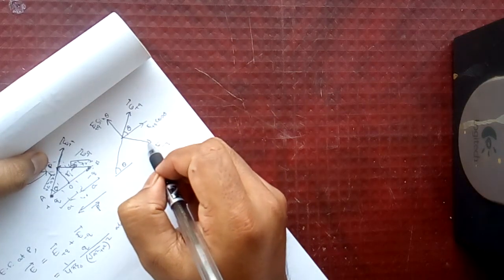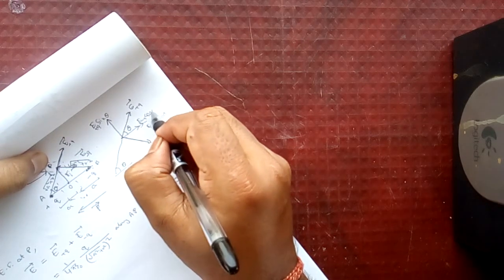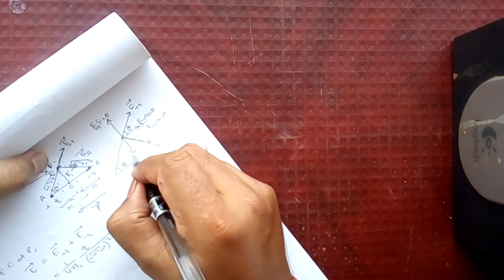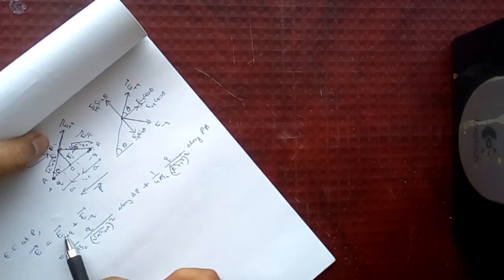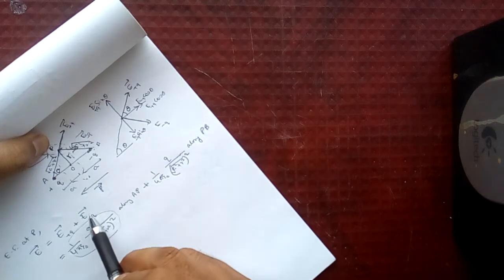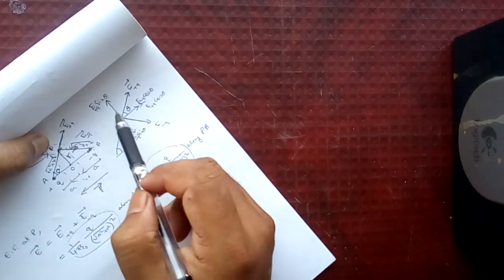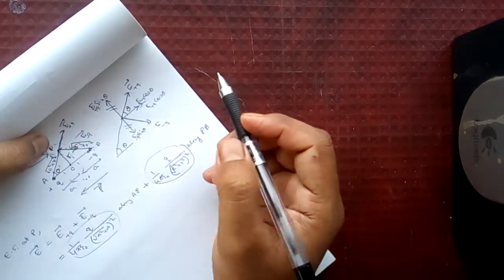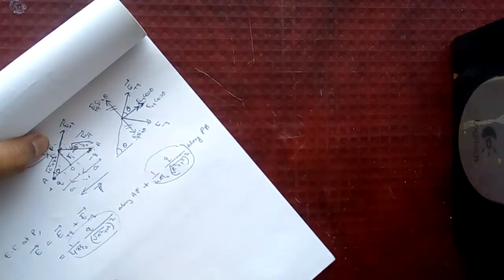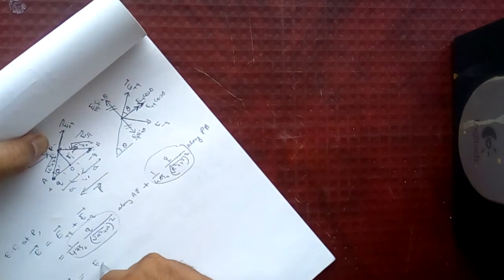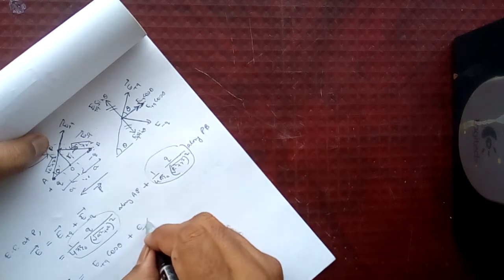If I resolve this vector in this direction, I get E minus Q cos theta and the other E minus Q sin theta. And you can see that the magnitude of E plus Q and the magnitude of E minus Q are the same. That means these two components are the same, so they will cancel each other, and these two components, being in the same direction, will add up. Therefore the total electric field will be E plus Q cos theta plus E minus Q cos theta.